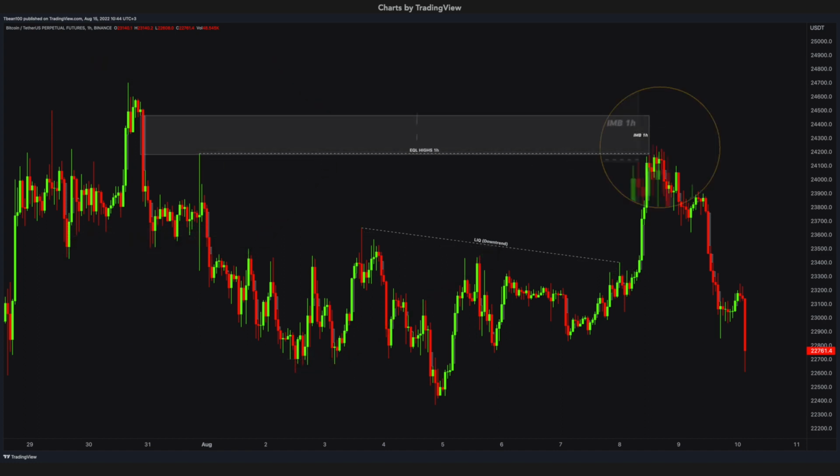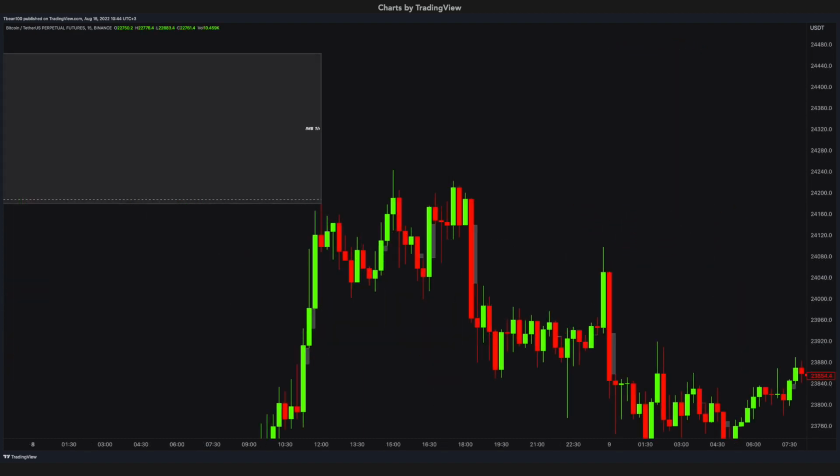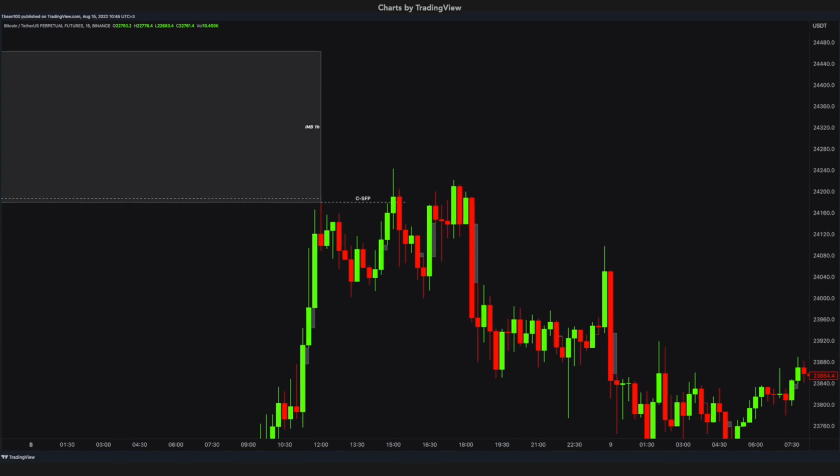This is why I say the best confirmations come with low time frames. Let's go down to the 15 minutes time frame and find a confirmation. As you can see here, price hunts equal highs from the high time frame and taps the imbalance. What else do we have here? A form of a swing failure pattern.